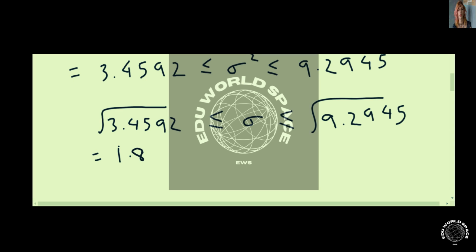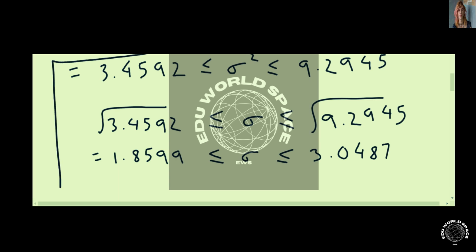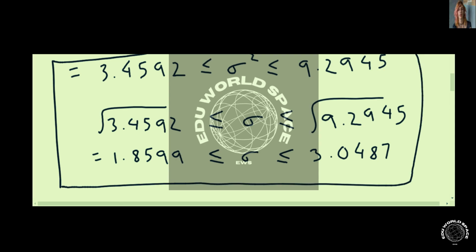1.8. Oops, let me fix this. 1.8599 as the lower limit, and the upper limit we get is 3.0487. So here we found the confidence interval for the population variance and the population standard deviation.